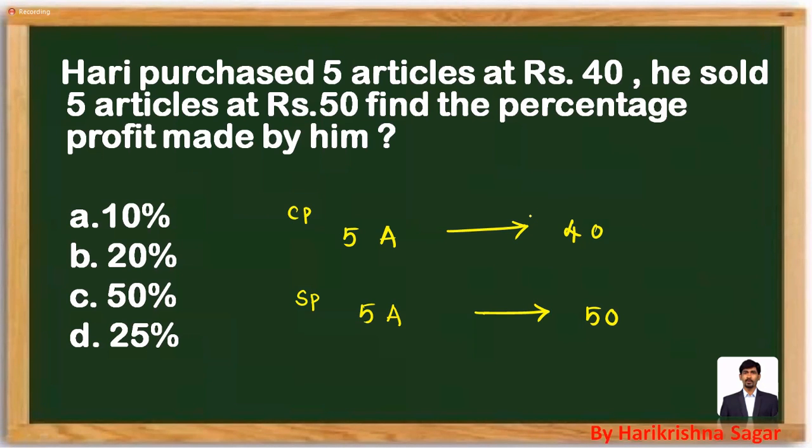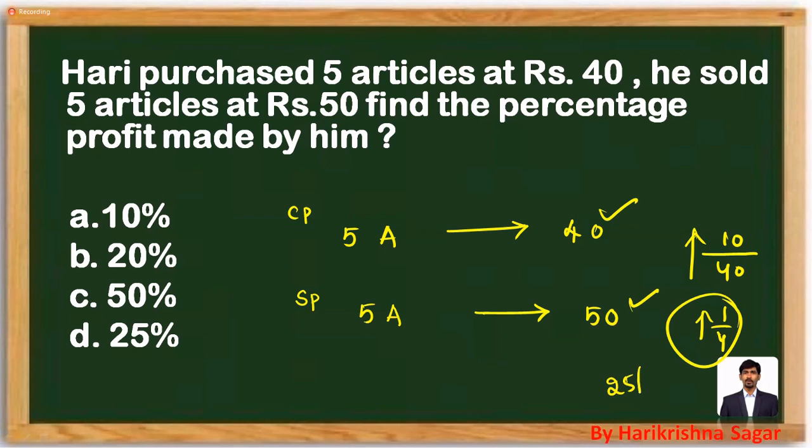So whenever you have an equal number of articles, directly you can play with the overall price. If it is not an equal number of articles, make it an equal number of articles and play with those. So cost price of the 5 articles is 40, selling price of the 5 articles is 50. On top of 40, there is an increase of 10. So that is giving a result as 1 by 4. What is 1 by 4? 1 by 4 is 25%. Increase indicates profit. You can mark your answer choice as 25% profit. Mark it as option D.